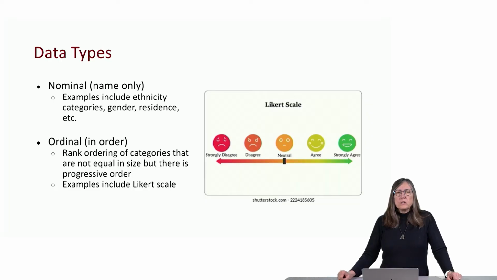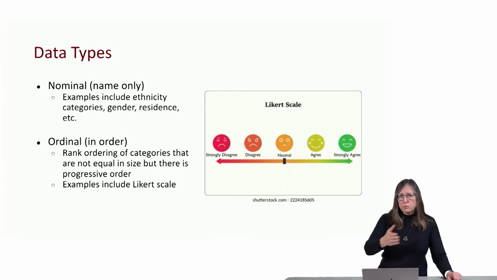Ordinal or in order. So there's rank ordering of categories. Important, and on the next slide I'll distinguish between the next data type, is that although there's order, the relative step size between those categories is not assumed to be equal. And so a Likert scale that's demonstrated here on the slide is a good example. So you go from strongly disagree to strongly agree.